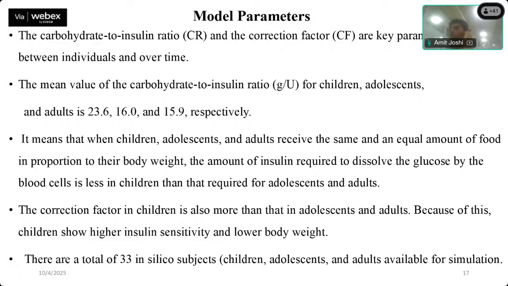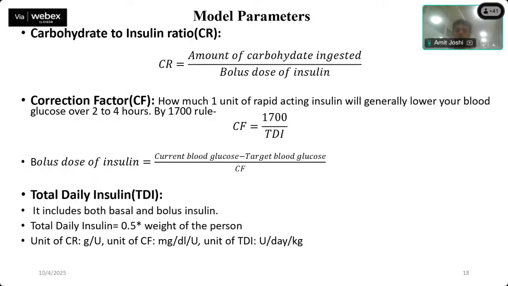In the UA Padova simulator, there are 33 subjects. Virtual subject data is available inside the simulator. 10 are children, 10 are adolescents, and 10 are adults. The remaining 3 are the average value of each group of 10. So all 10 adults have one average value, adolescents have one average value, and children have one average value. That way, a total of 33 in silico subject values are available in your simulator.